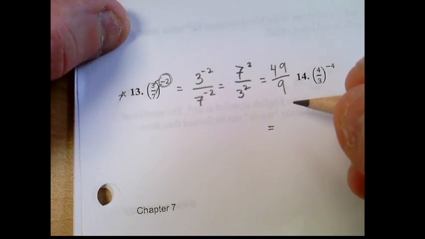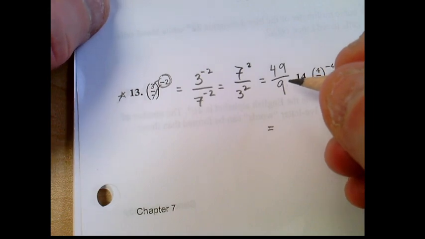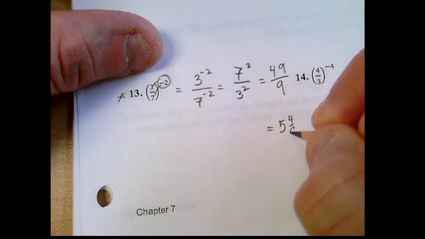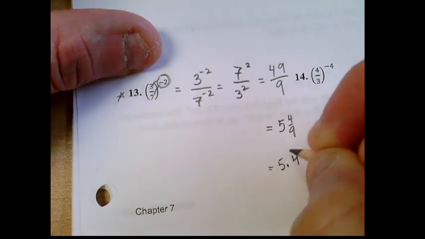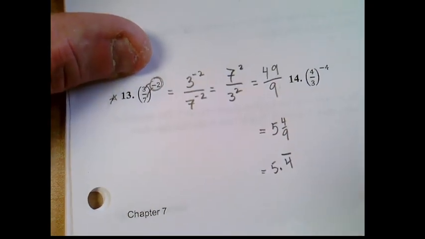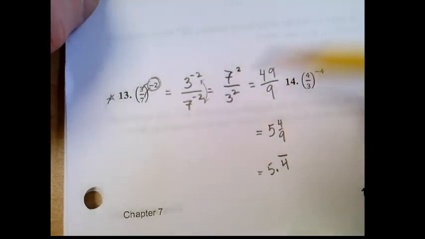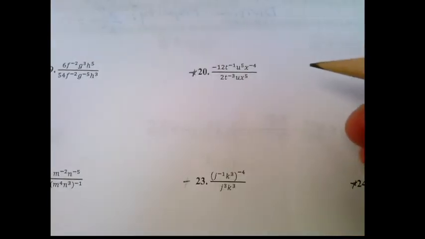Or I could go ahead and write it as 9 goes into 49 5 times. That'd be 45, and there'd be 4 left over, so I could rewrite it like this as well. Or I could put it down like this, 0.4 repeating. Okay? So again, hopefully that makes sense. We're going to flip-flop these guys because of the negative exponents, and then we go ahead and work it out from there. Okay? All right, now, the next one, and these get progressively harder as we work through the worksheet here. Okay? The next one's going to be number 20 here.